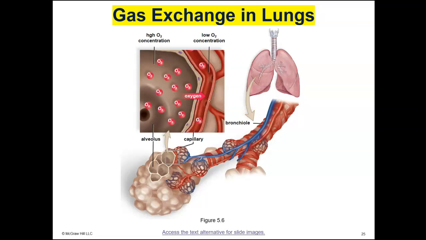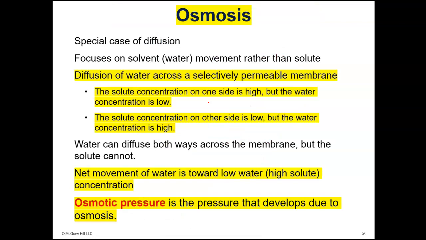And carbon dioxide does the opposite. Carbon dioxide would be low in the alveoli and high in the blood. So carbon dioxide would diffuse into the alveoli, whereas oxygen diffuses into the blood. But both of those gases are lipid soluble, and they're diffusing through the phospholipids. Then we have osmosis, which is the diffusion of water.